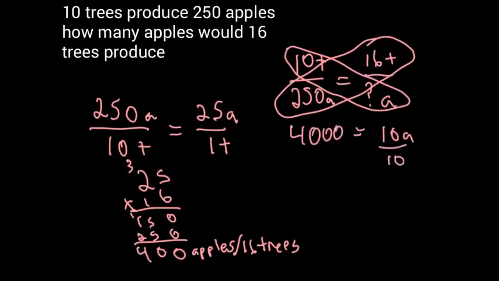So it's a one-step equation: divide by 10, divide by 10. So apples would equal 400, because 4,000 divided by 10 would be 400. So we'd get 400 apples for 16 trees.